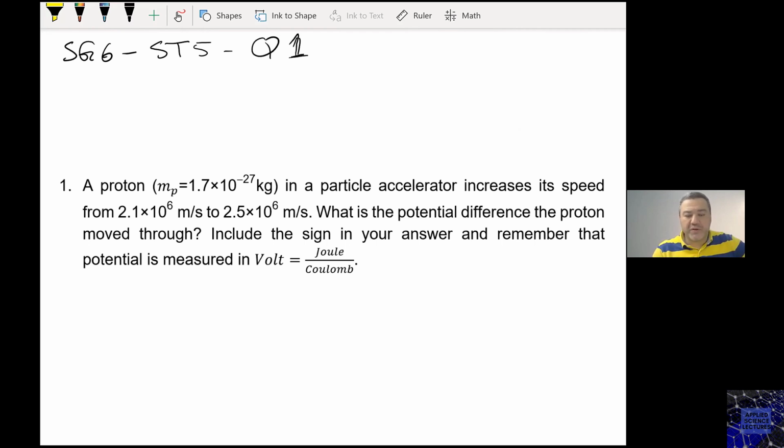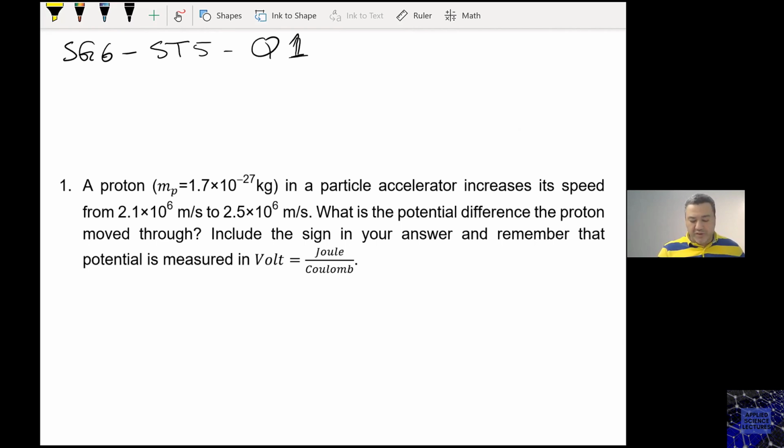A proton in a particle accelerator increases its speed from 2.1 10 to the power 6 meter per second to 2.5 10 to the power 6 meter per second. What is the potential difference the proton moved through? Include the sign in your answer, and remember that potential is measured in volts, which is joules per coulomb.